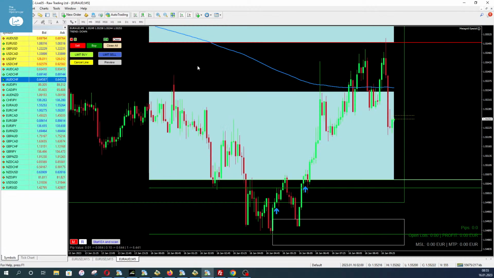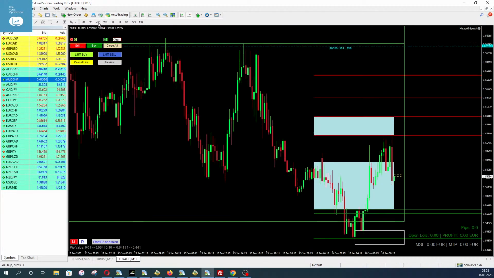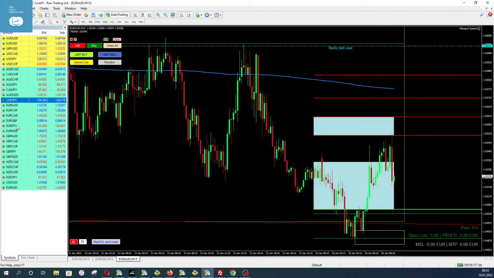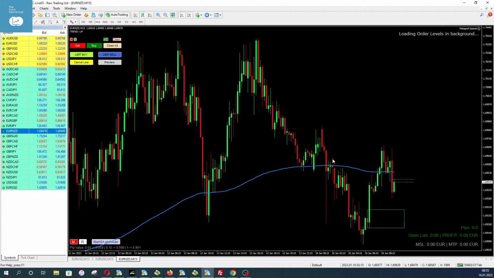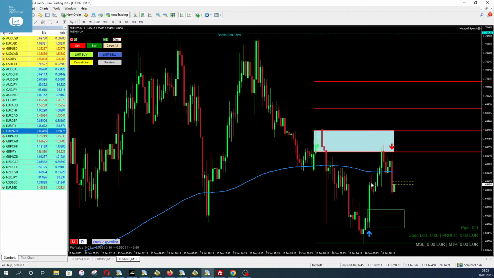On our charts, I'm here at the moment. I want to show you another chart. Let's switch back to this one here. We had a nice trade during the Asia session with MetaGrid on the Euro Kiwi. The chart is loading. You can see it here.